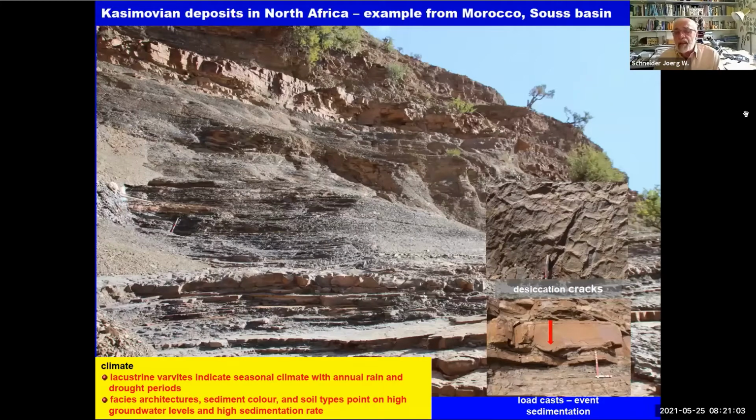This, in the thin section, lacustrine rhizolites indicate a seasonal climate with annual rain and drought periods. The facies architectures, sediment color, and soil types point to a very high groundwater level and additionally to high sedimentation rates. On the left bottom, load casts are very common, pointing to event sedimentation.